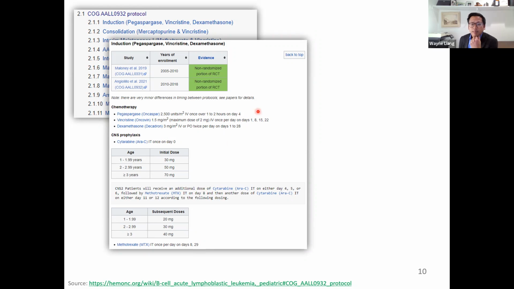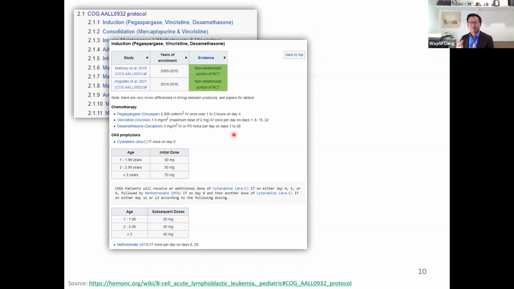It's given on some interval. PEG asparaginase is given on day 4. Vincristine is given on day 1, 8, 15, and 22. Dexamethasone is given every day from day 1 to 28. And then CNS prophylaxis, which are lumbar punctures with chemotherapy, are given on certain days depending on patient characteristics.